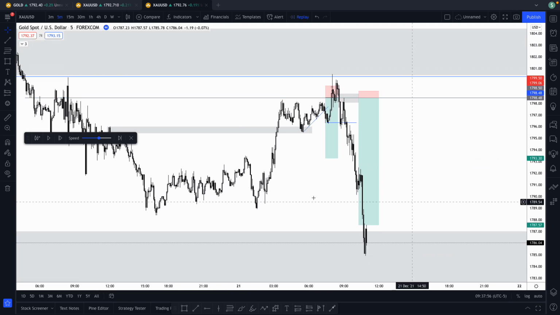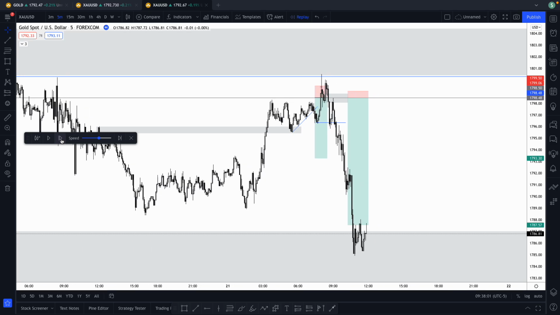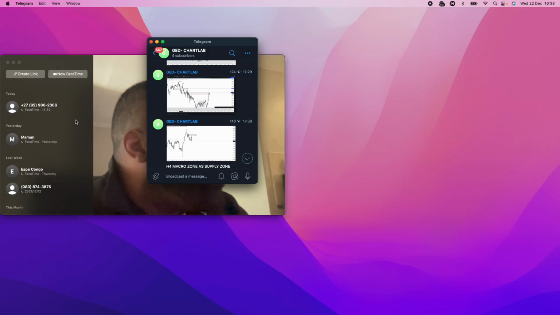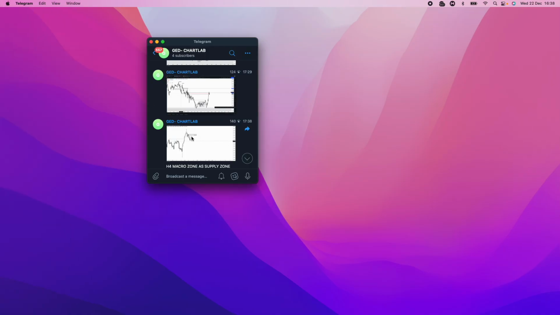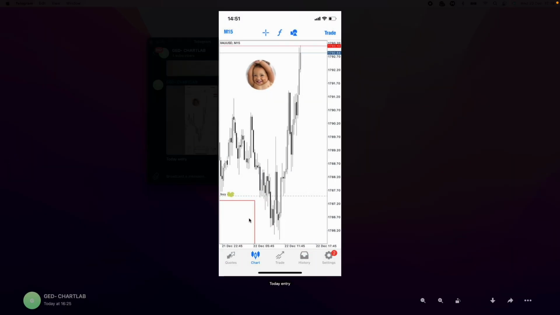Then this is what ended up happening again from yesterday, from the second entry, the one I took. If you want to see, the second entry is this one here. This is the one I get today. This was the zone. Check how the market was playing from here. I didn't want to take the trade, trying to risk more.